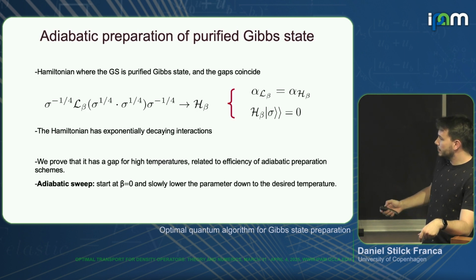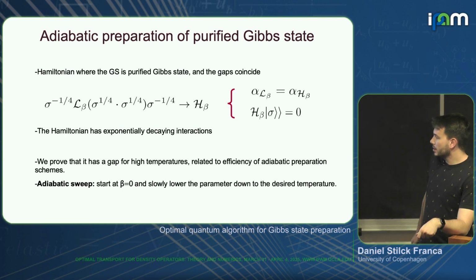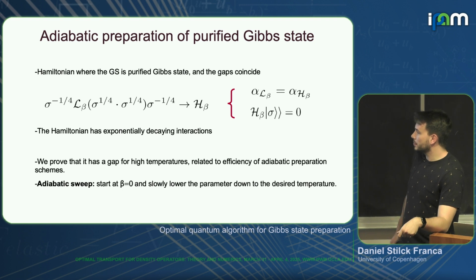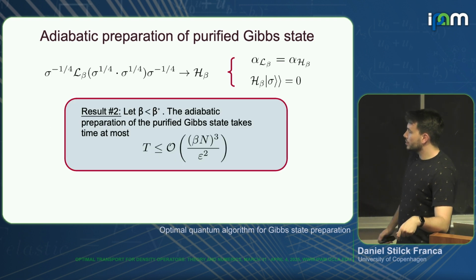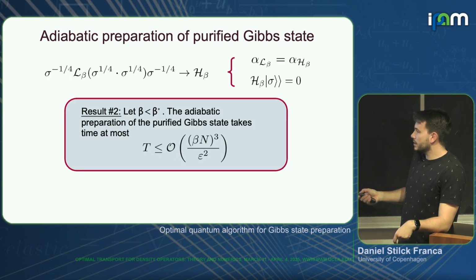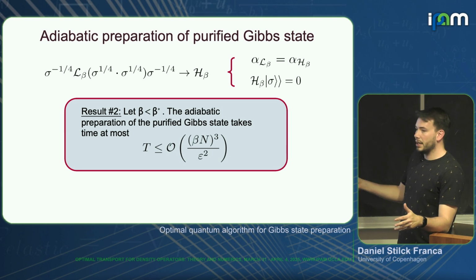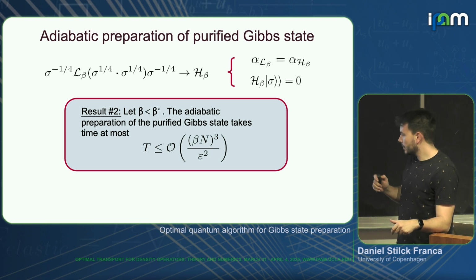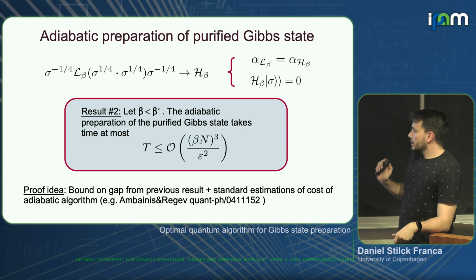Because we can then do an adiabatic preparation using these Hamiltonians we described before. So for the same temperature range, for the same classes of Hamiltonians, we can also adiabatically prepare the purification of the Gibbs state. All right.